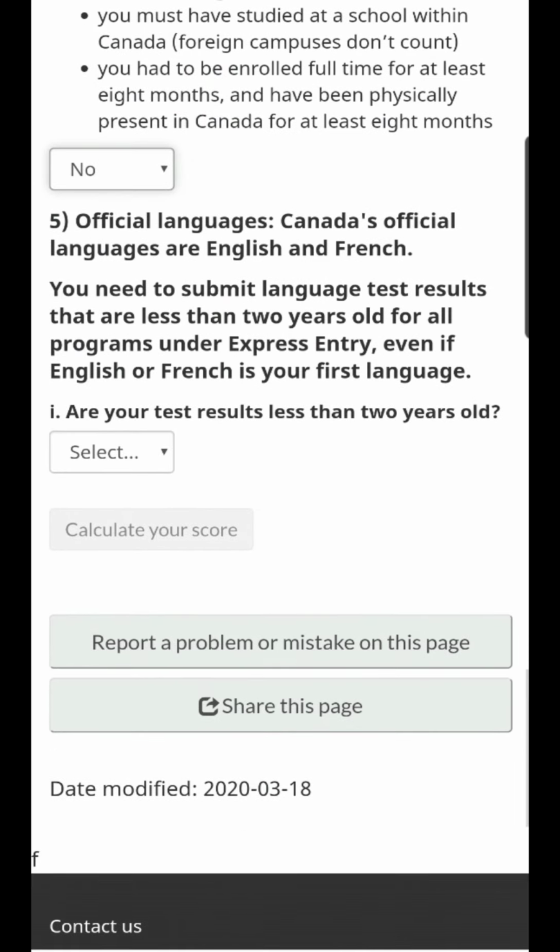Next question, official languages. Canada's official languages are English and French. You need to submit language test results that are less than 2 years old for all programs under Express Entry. Even if English or French is your first language, if your test results are less than 2 years old, you can select yes.